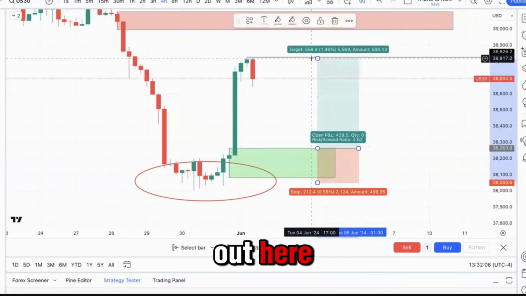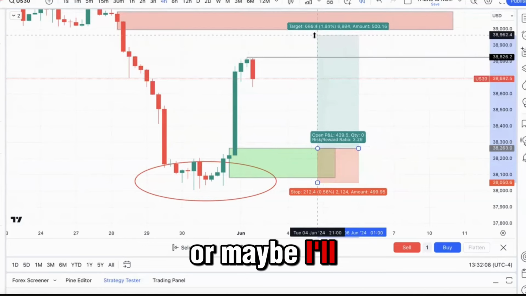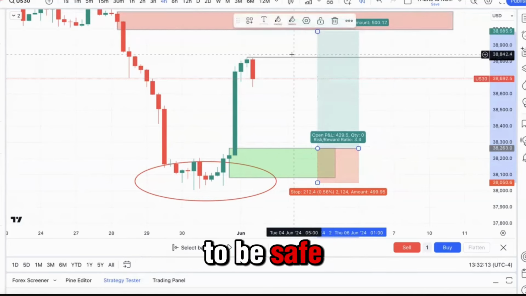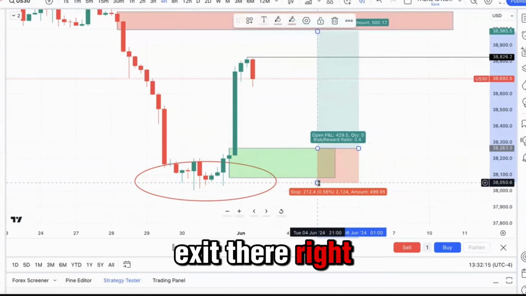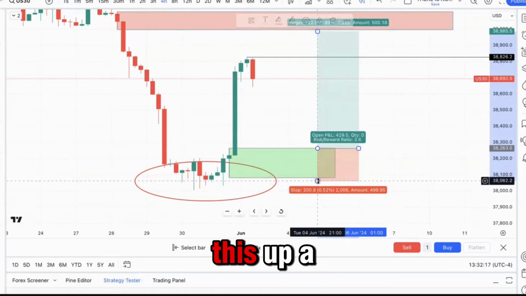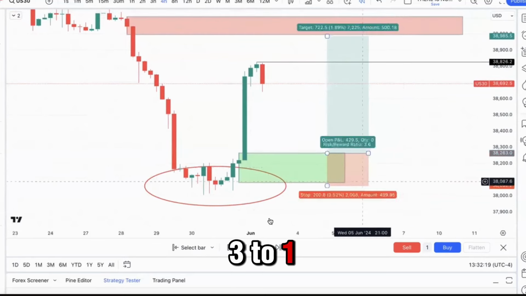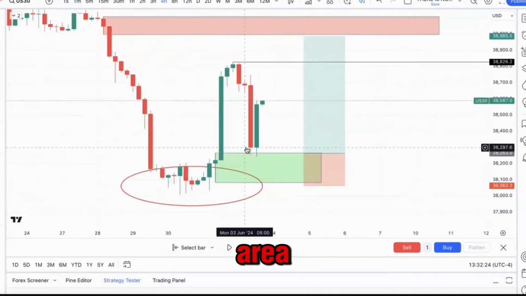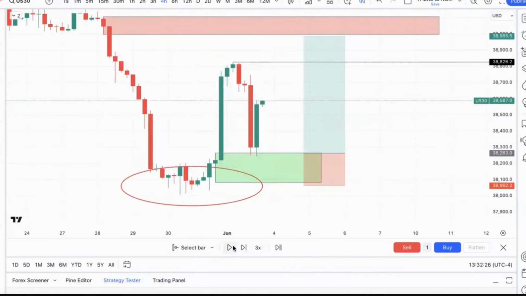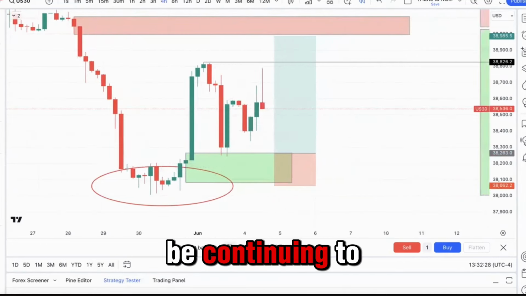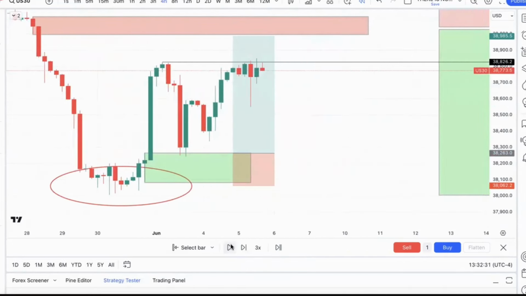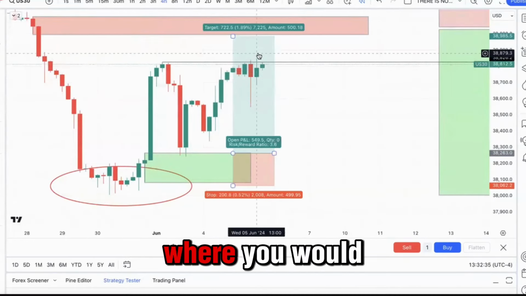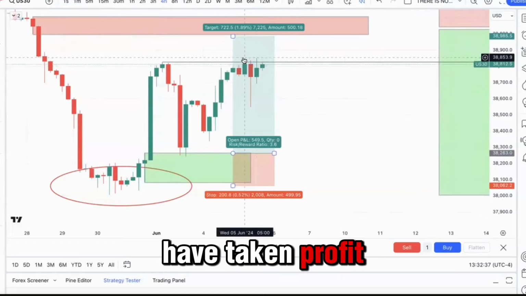And I'll get out here, or maybe I'll get out in the premium area on a higher time frame, maybe somewhere here, right? To be safe, you guys can exit there. So let's move this up a little bit. You want to at least catch a 3-to-1, and let's let this play out, right? Price has come into this area, has respected this area, and it should be continuing to go bullish, right? So if your TP was here, then this is where you would have taken profit.